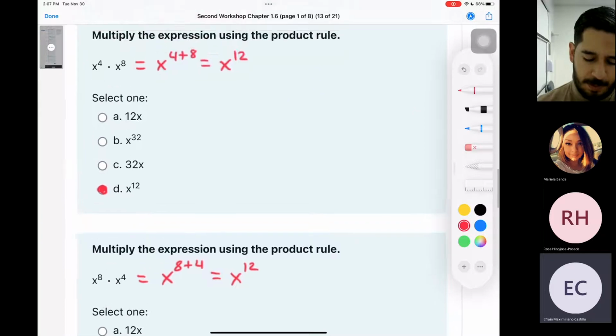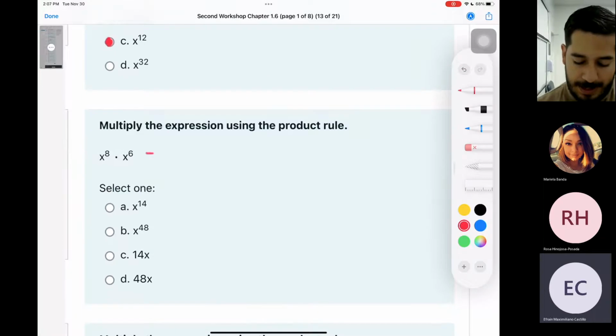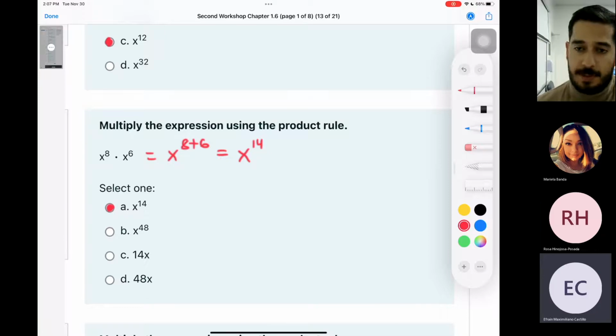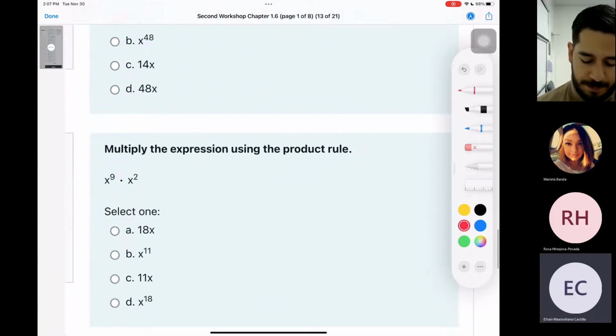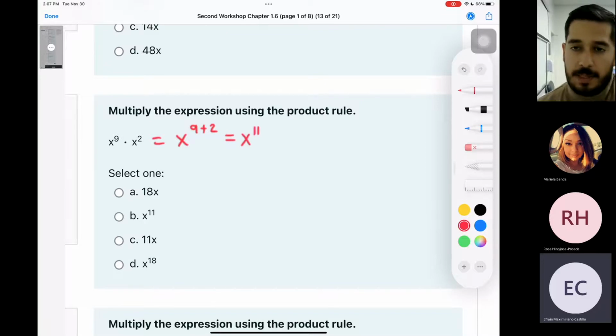Isn't that the same one as the one before? Yeah. Okay, x to the power of 12. You're going to see the trend here, x to the power of 8 plus 6. And 8 plus 6 is x to the power of 14. Okay, all I'm doing is adding the exponents. That's the product rule. Okay, product rule, x to the power of 9 plus 2. X to the power of 11, adding up those exponents.